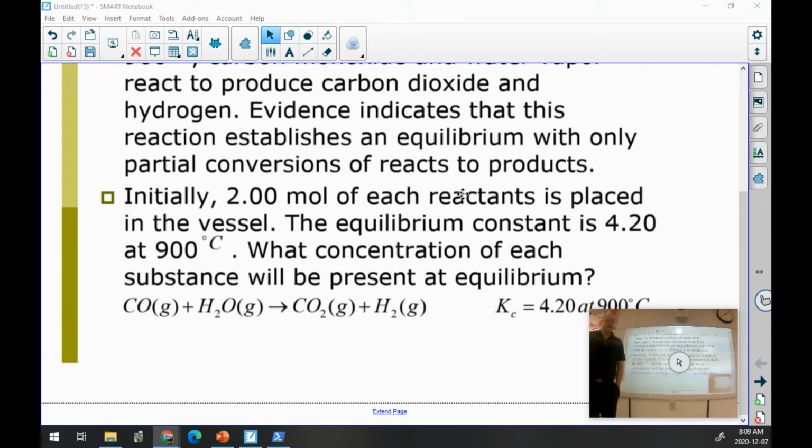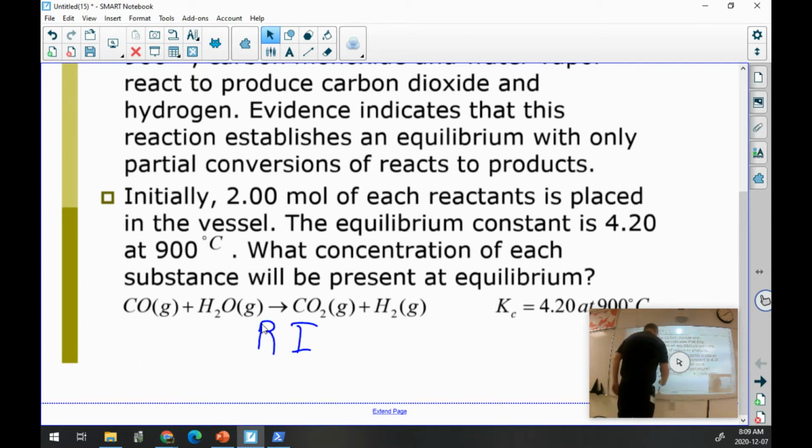So we said our RICE tables, I'll still call them ice tables. RICE tables stands for reactions, initial concentration, change in concentration, and equilibrium concentration. So here we're basically going to use the ice table to keep track of stuff and then perform a calculation with what we have.